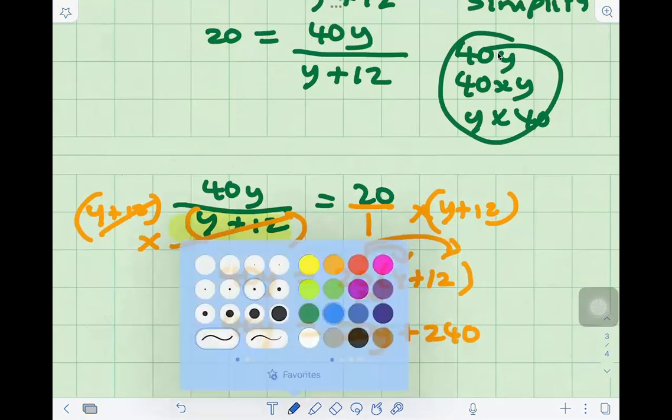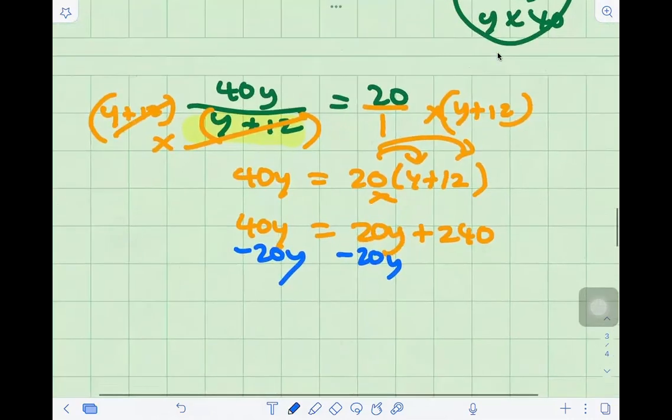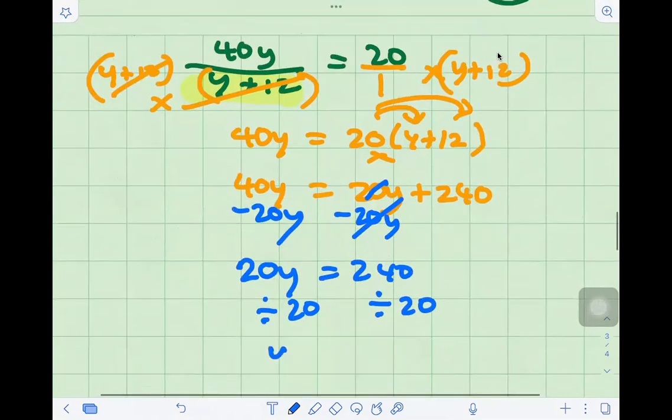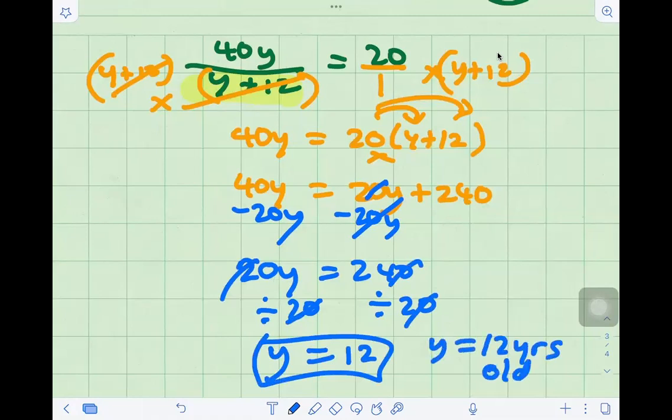We're now going to solve it. So take away the 20Y from both sides because we only want Y on the left side. That's 20Y is 240. Divide by 20 on both sides, and you end up with Y equals 12. Okay, so the child's age would be 12 years old.